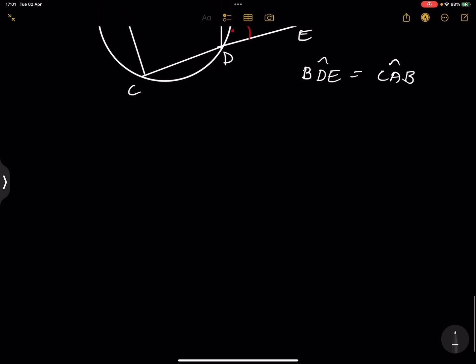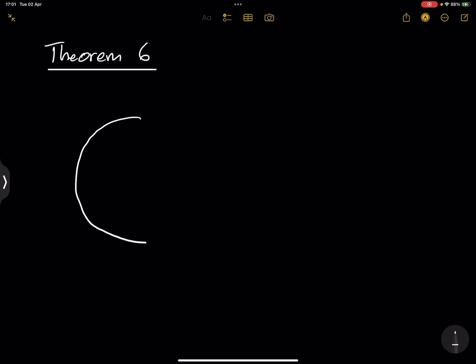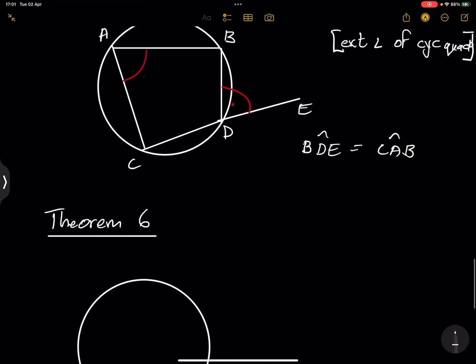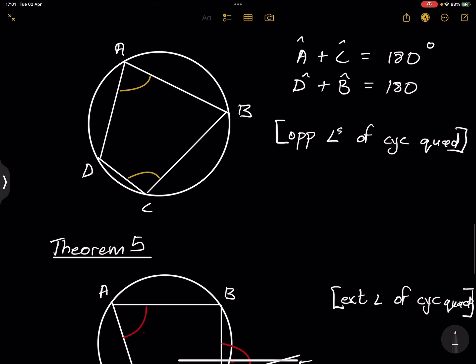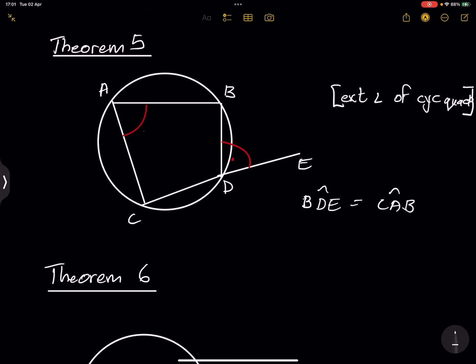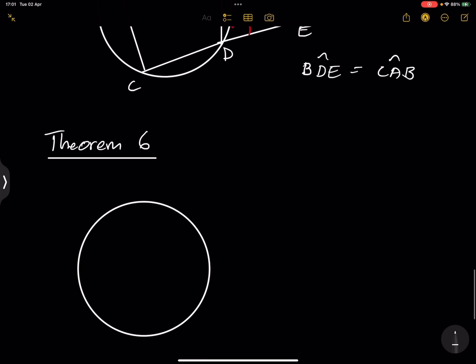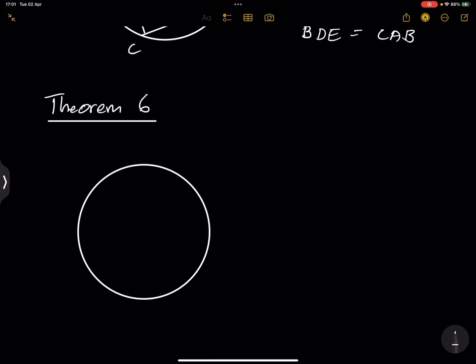Now, guys, please note, as we move on to theorem 6, we're almost done. Anytime they want you to prove that a four-sided figure is a cyclic quad, you must use any of these theorems. So if the opposite angles are supplementary, therefore it's a cyclic quad. Or if the exterior angle is equal to the opposite interior angle, then it is a cyclic quad. And then theorem 6.